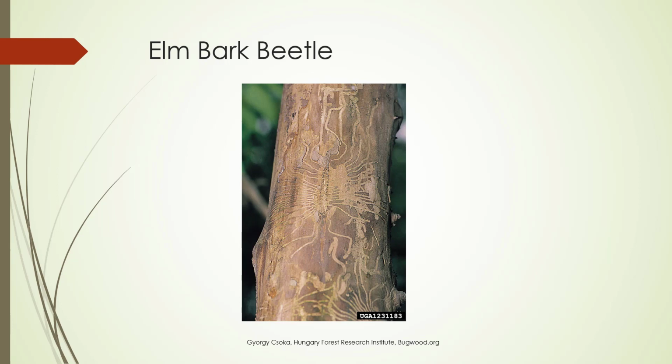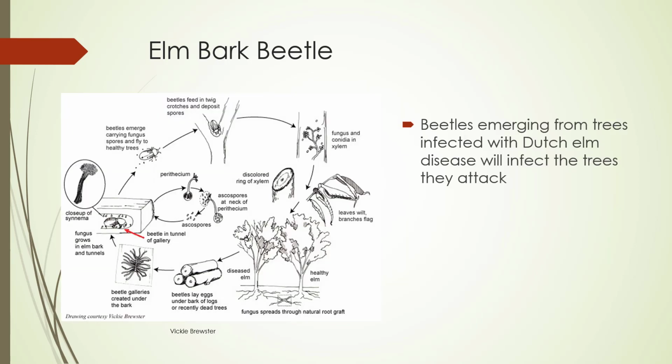After feeding, the adults tunnel into the inner bark of weakened or recently dead elm trees. They lay their eggs in galleries which are parallel with the grain of the wood. The larvae hatch and feed in the layer under the bark of the tree. The life cycle may be completed in 35 to 40 days. Beetles that emerge from trees infected with Dutch elm disease will infect the trees they attack.